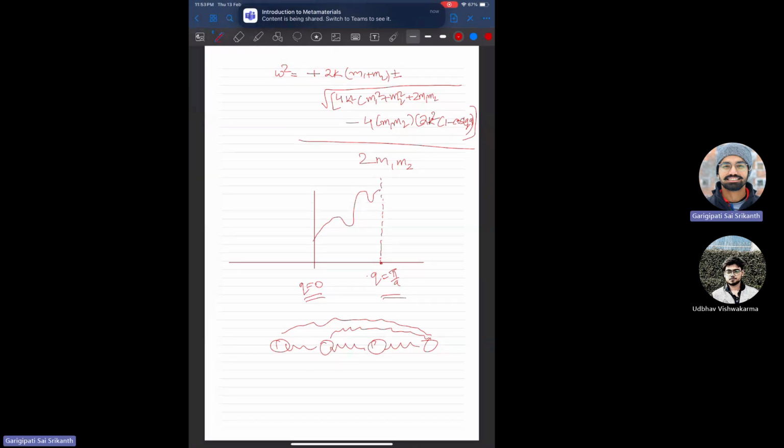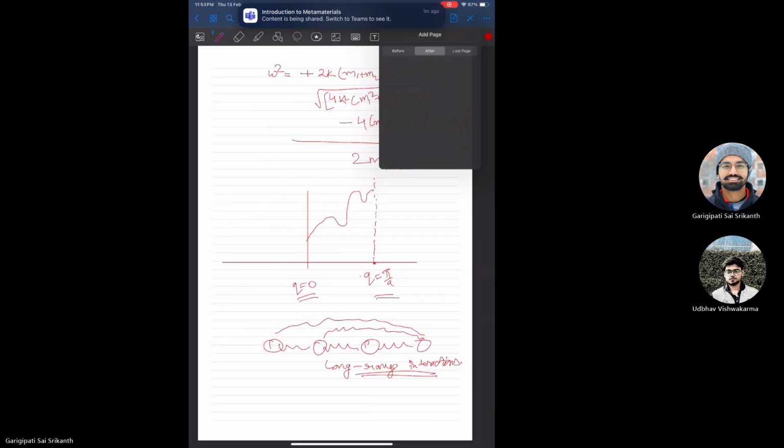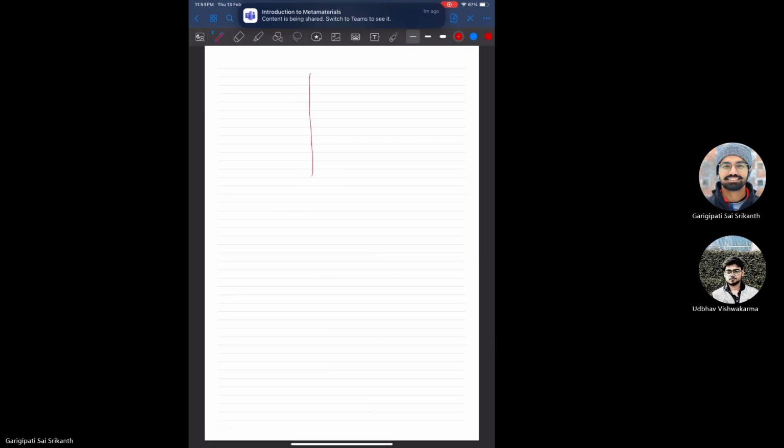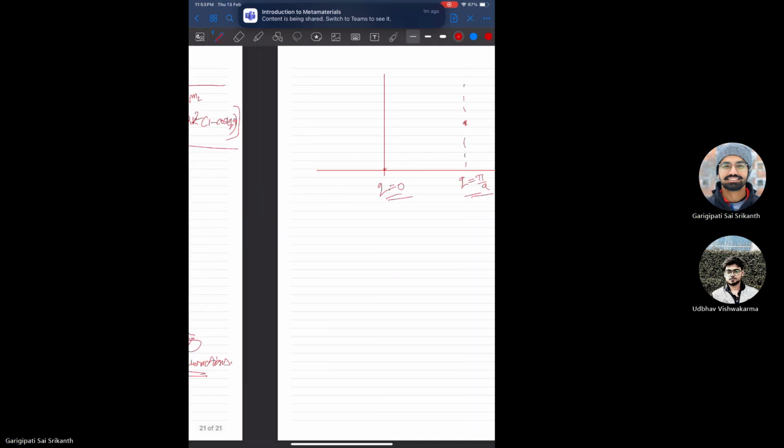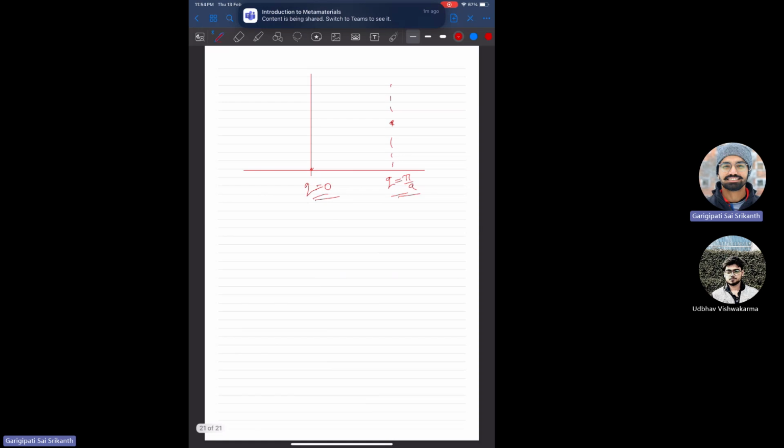Yeah, so fundamentally, if you do not have these long range interactions, then you can just check at these values: Q is equal to pi by a, and Q is equal to 0. So what do we get?